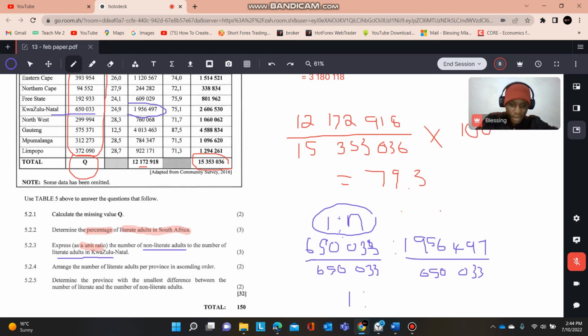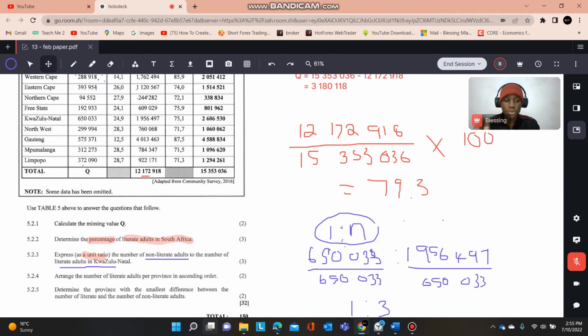Because when you divide a number by itself, you get 1, and then on this side, when you divide this 1 million by that number, you get an answer of 3. So the answer will be 3,0098, something like that. So I rounded it off to 1 decimal place just for simplicity's sake. But yes, you can round off to 1 decimal place and then you get your full marks.